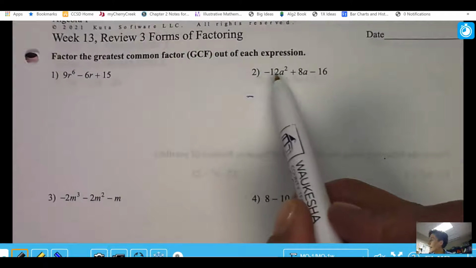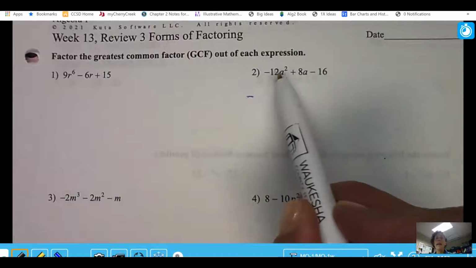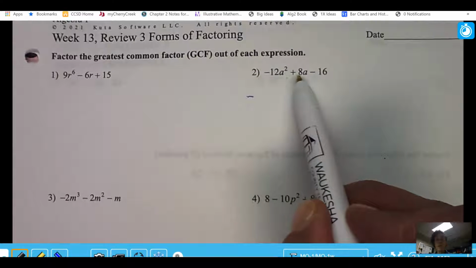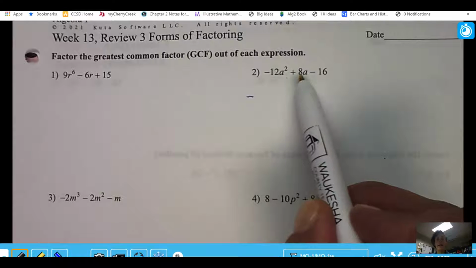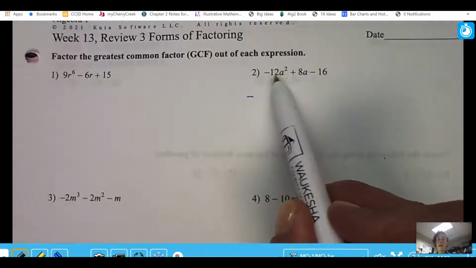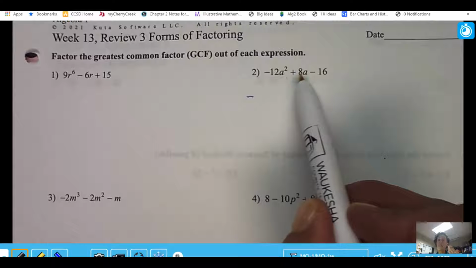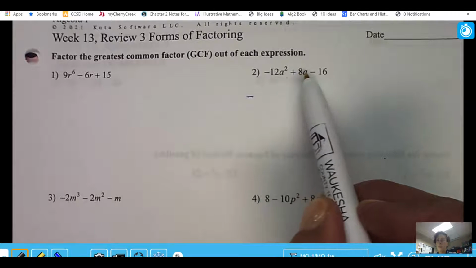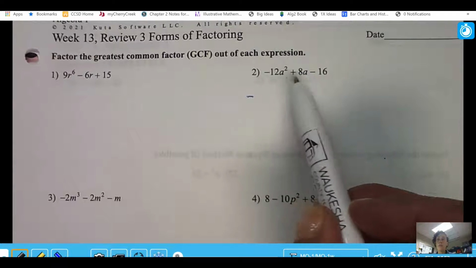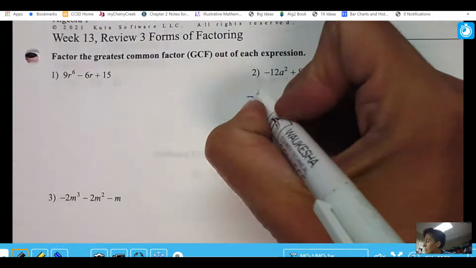So from there, what I look at is 12, 8, and 16. And what's the biggest number that can go into all three of them? I always start with the smallest number. I look at 8, and although 8 can go into 8 and 16, it cannot go into 12. So if it's not the smallest number, then the GCF's even smaller than that. So 7, 6, 5, 4, 3, 2, 1. As it turns out, 4 will go into all of these, and more specifically, I'll take out a negative 4.